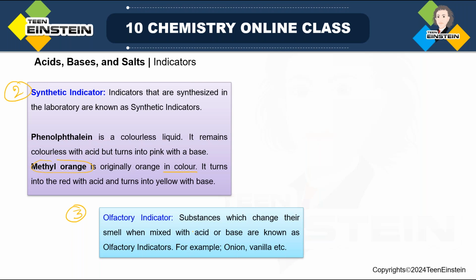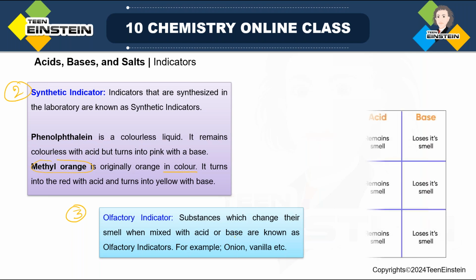And the last type, this is number 3, this is number 4, substance which change their smell. Now these type of indicators are very good for those people who are visually impaired, who cannot see the color, right? Now this type of indicator will help us to understand whether a particular substance is acidic or base, because these indicators, they can change their smell.